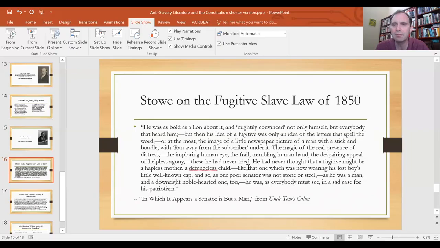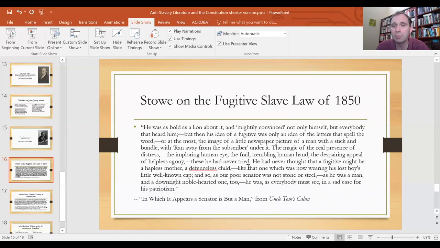But then his idea of a fugitive was only an idea of the letters that spell the word, or at most the image of a little newspaper picture of a man with a stick and bundle with "ran away from subscriber" under it. The magic of the real presence of distress, the imploring human eye, the frail, trembling human hand, the despairing appeal of helpless agony, these he had never tried. He had never thought that a fugitive might be a hapless mother, a defenseless child, like that one which was now wearing his lost boy's little well-known cap.